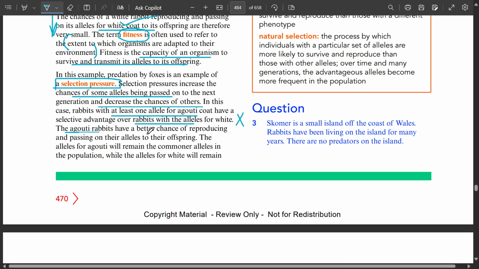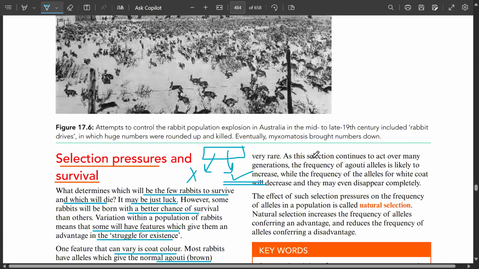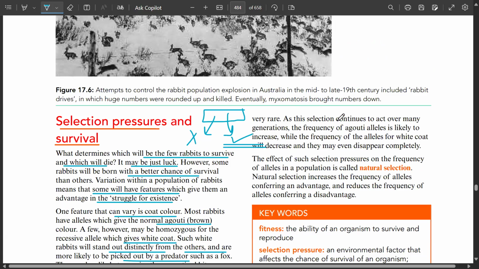The agouti brown rabbits have a better chance of reproducing and passing on their alleles to their offspring, and the alleles for agouti will remain the commoner alleles in the population, while the alleles for white will remain very rare. As this selection continues to act over many generations, the frequency of agouti alleles is likely to increase, while the frequency of the alleles for white coat will decrease and they may even disappear completely. उस चीज को हम कहते हैं extinction. जब एक पॉइंट वो बिल्कुल भी आपको एक एलील के आपको व्हाइट का कैरियर भी नहीं दिखेगा, that is extinction.